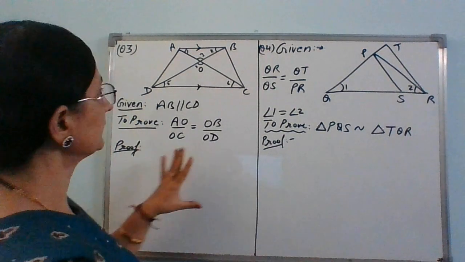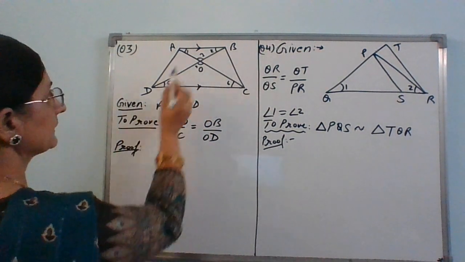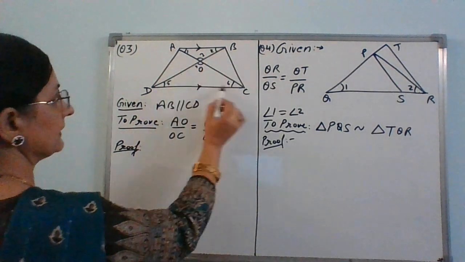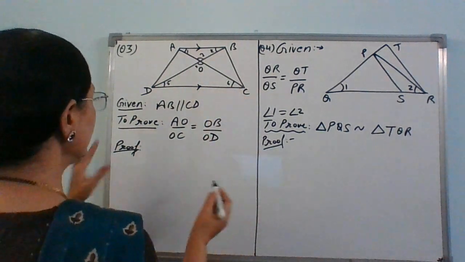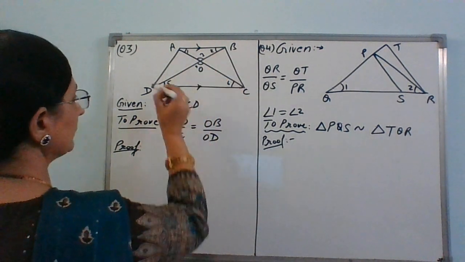Now we'll be doing question number 3 and 4, right? This is the figure of question number 3. Here it's given that it is a trapezium and AB is parallel to CD. When these lines are parallel, alternate angles are equal, right? Now we have to prove that AO upon OC is equal to OB upon OD.